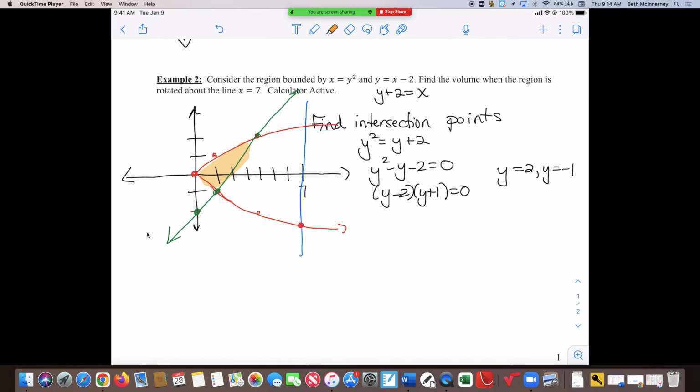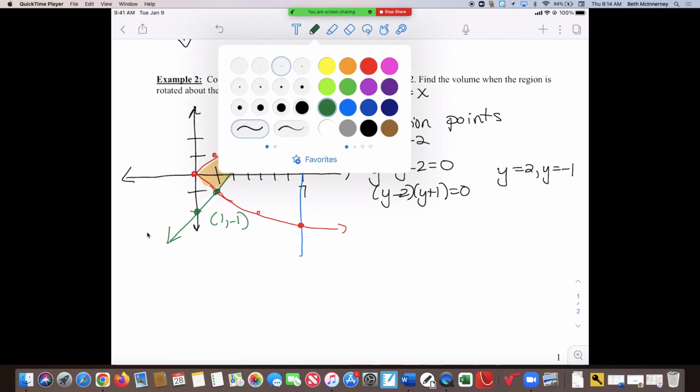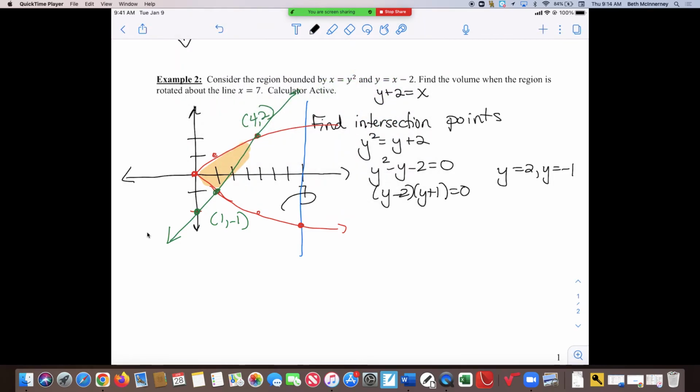All right, so I'm starting this one. I found my points of intersection, which were (1, -1) and (4, 2). For my axis of rotation, remember my slices will be perpendicular, so it's a dy.